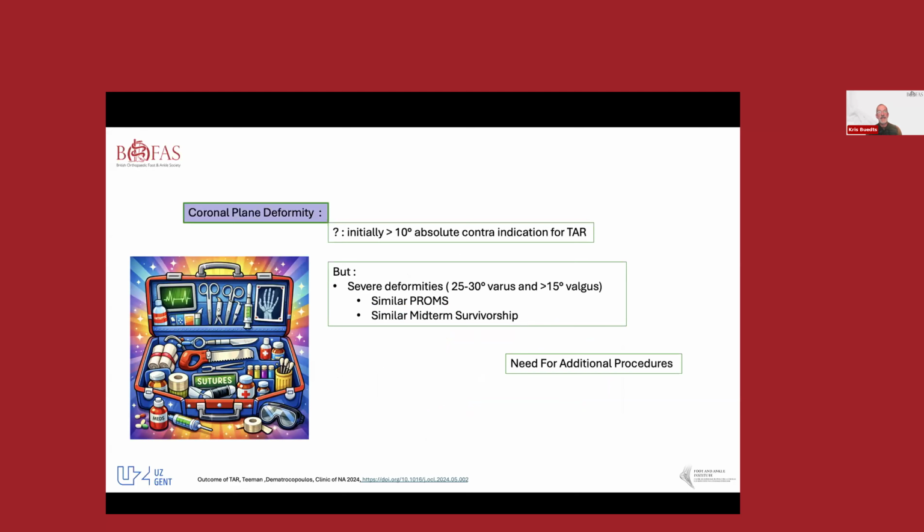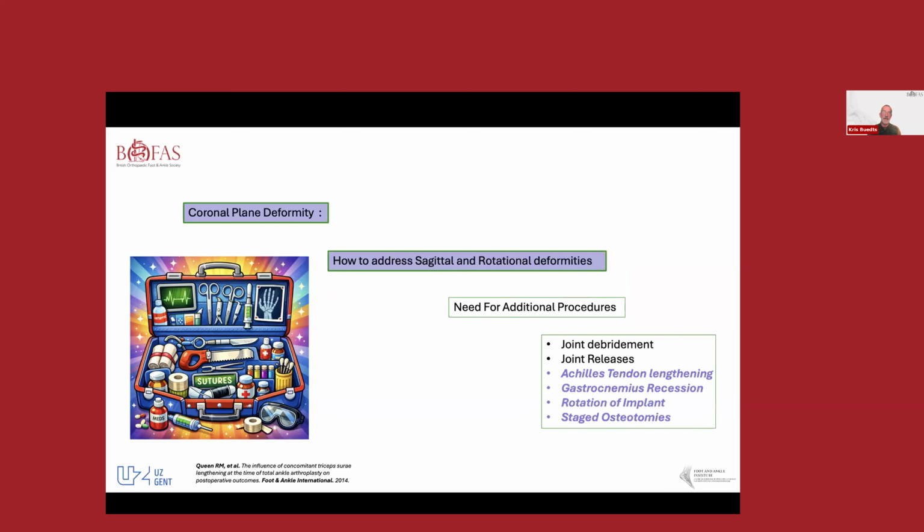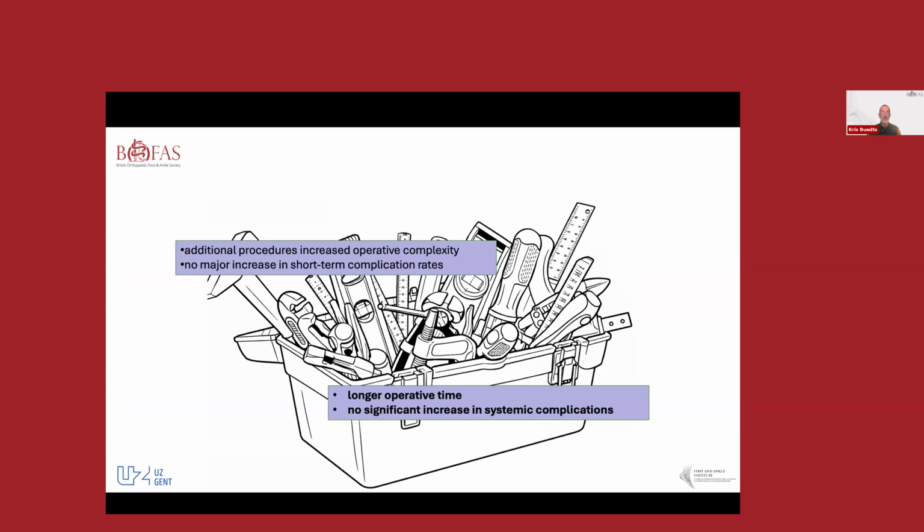If you go then into deformity correction, initially it was thought that more than 10% would be an absolute contraindication for total ankle, but recent literature shows that even severe deformities can have similar outcome and similar midterm survivorship. But that means that you need to plan for additional surgeries. So the planning is important. It's not only the coronal deformity, but also the sagittal and rotational deformity. And then you also need joint debridements, Achilles tendon and gastroc release. In rotational deformities, you can use the implant to derotate and address some rotational deformities. And sometimes you need staged osteotomies to be able to address the sagittal deformities.